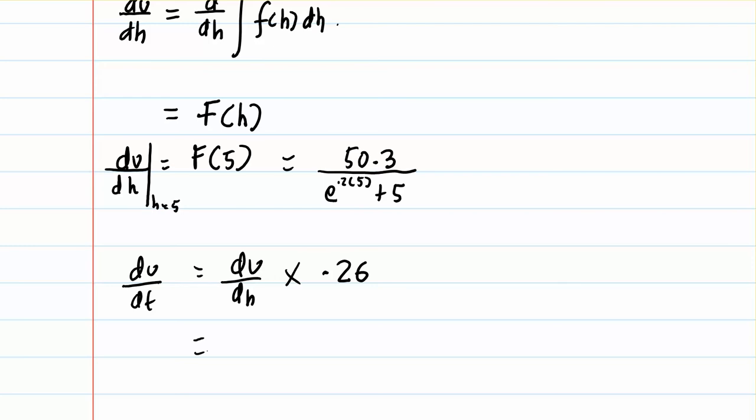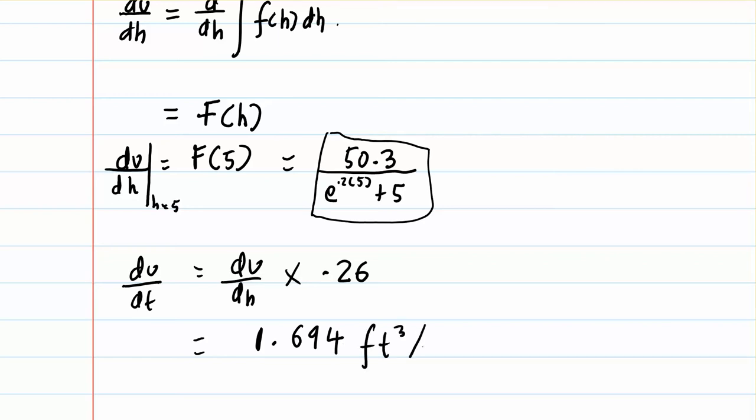If we plug this into the calculator and multiply it by 0.26, we should get, if we do it correctly, 1.694. And the units are feet cubed per minute. And so we have successfully answered part D.